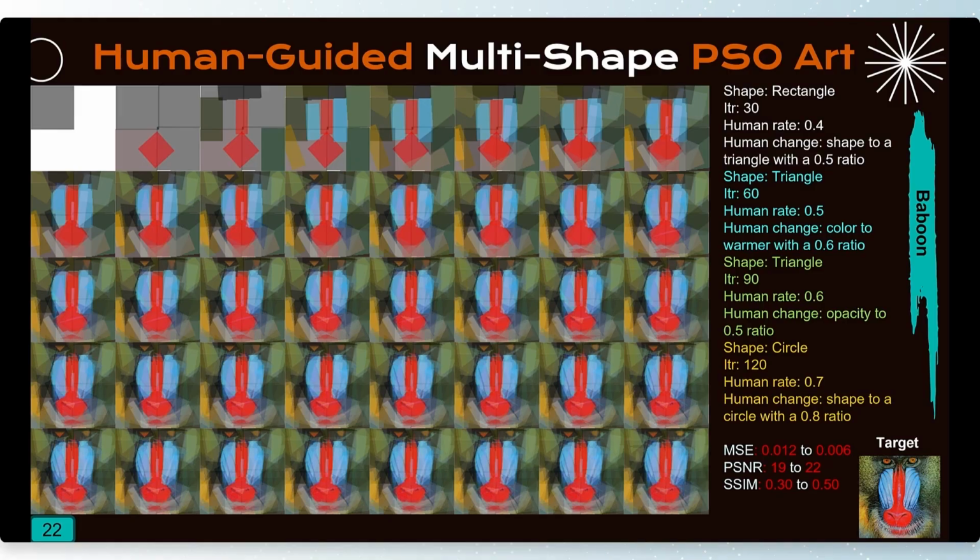At the end, we can see the difference with the final result of the project at 120 iterations with the targets improved. Basically our error went down from 0.012 to 0.006, and our PSNR improved from 19 to 22. Also SSIM went from 0.30 to 0.50. That means a lot of improvement happened. So it is the aesthetic form, and also it is trying to reconstruct the target image.